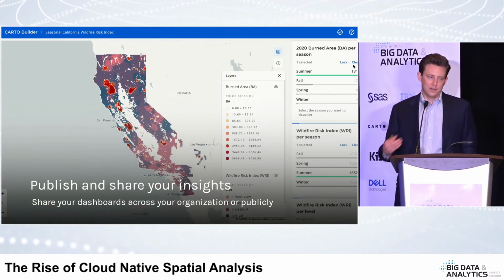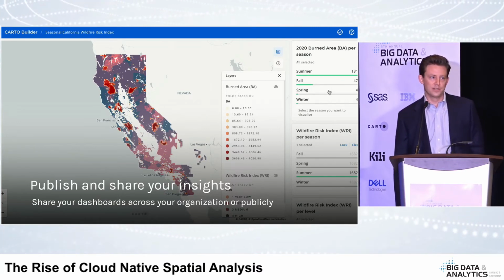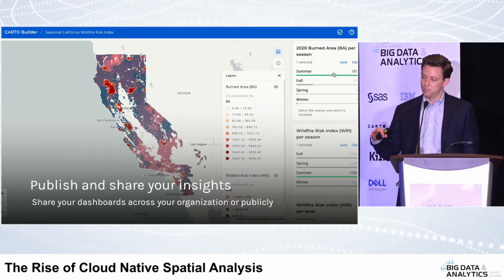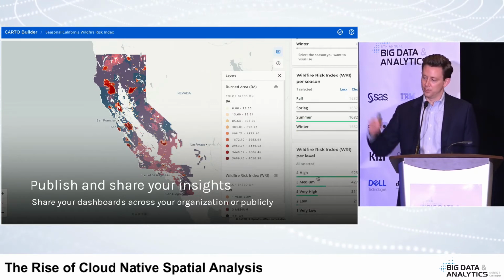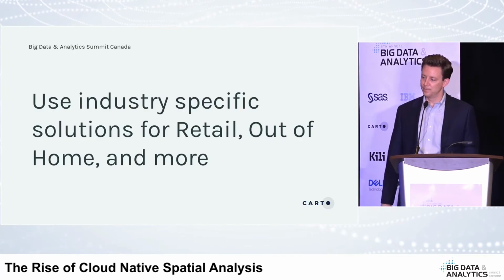And then finally, publishing and sharing this. So this is a map that shows different fire risk in California and different seasonality, as well as the burned area and that overlap. You can filter this map, see what's going on, and publish and share that internally or with other groups that you might want.